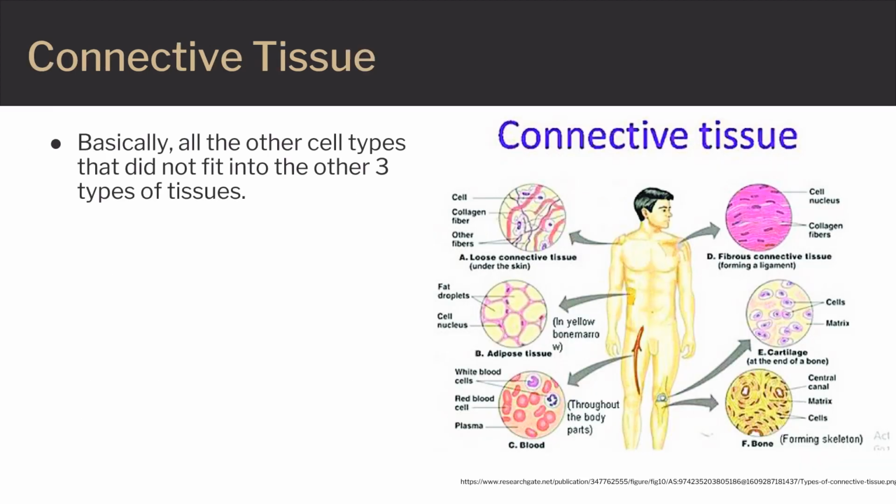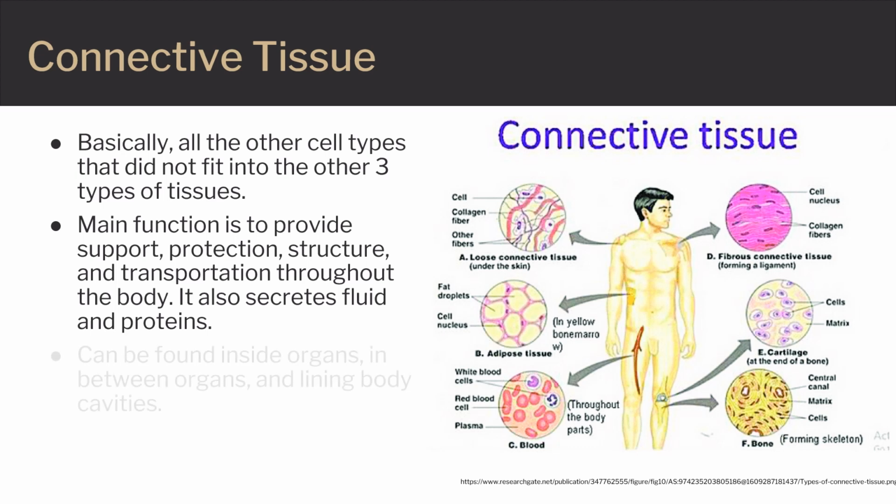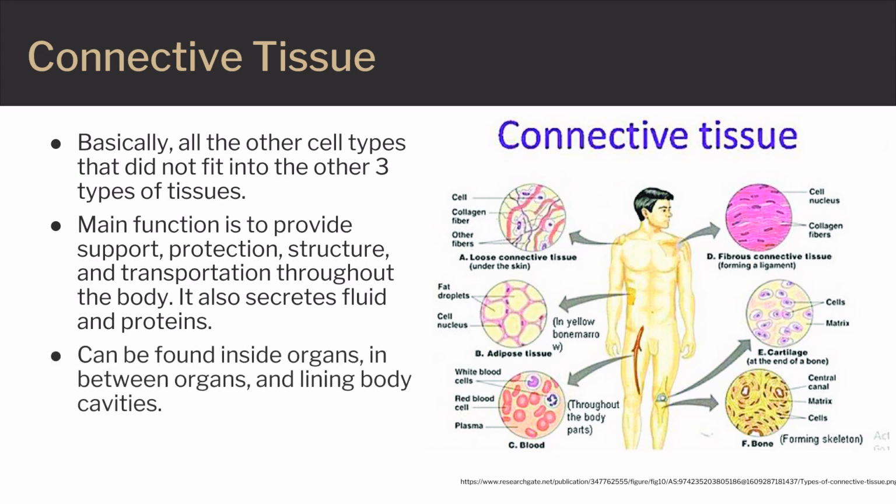Basically, all the other cell types that did not fall under the three types of tissue categories can be classified as connective tissue. The main function of connective tissue is to provide support, protection, structure, and transportation throughout the body. It also secretes fluid and proteins. Lastly, connective tissue can be found inside organs, in between organs, and lining body cavities.